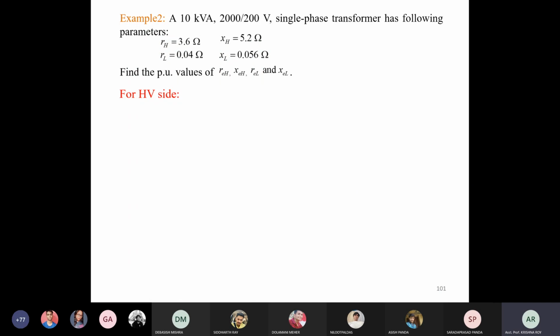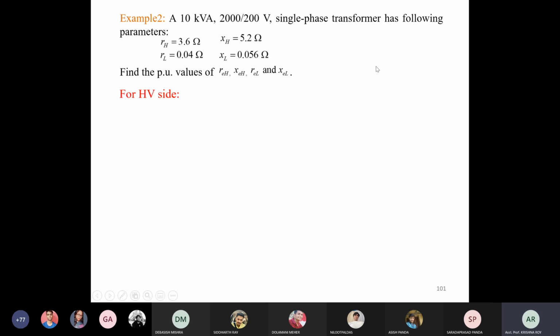Okay, so a single phase transformer is given with ratings 10 kVA, 2000 by 200 volt. These are the voltage ratings: high voltage side 2000 volt, low voltage side 200 volt, and power rating is 10 kVA. The parameters are given: high voltage side resistance 3.6 ohm, high voltage side reactance 5.2 ohm, low voltage side resistance 0.04 ohm, low voltage side reactance 0.056 ohm. The question is to find the per unit values of REH, XEH, REL and XEL.